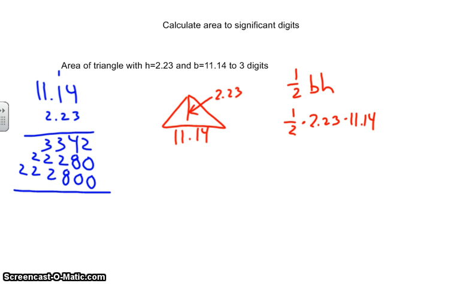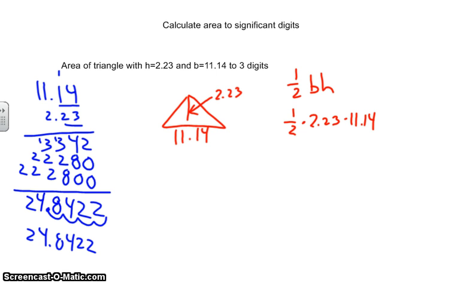Let's go ahead and do our addition. 2. 2. Put a 1 up here. 4, 6, 14. Put a 1. 4, 6, 8, 4, 2. Now to figure out where to put my decimal point, I'm going to look at how many decimal places I already had. I had 2 here and 2 here, so I have 4 decimal places. So 1, 2, 3, 4. That gives 24.8422. I don't do anything with significant digits yet.